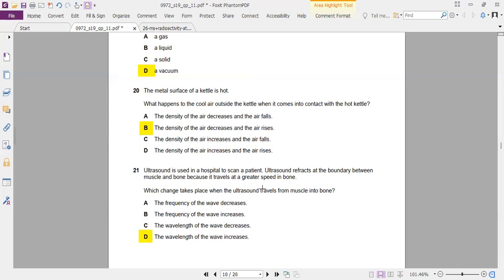So ignore the previous one, denser or less dense, just follow this lead. When it travels at a greater speed in the bone, it means its wavelength is increasing. So we go for this one. Reject this because frequency doesn't really matter and it doesn't really alter. And the wavelength doesn't decrease because the speed increases in the bone.